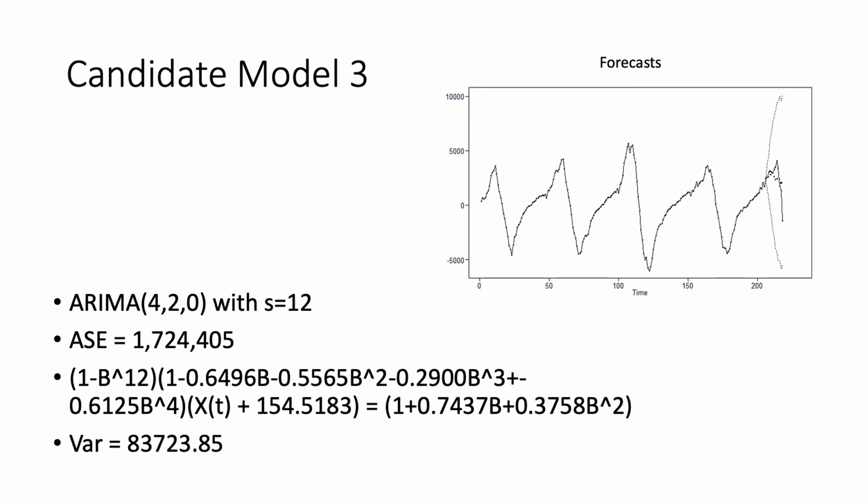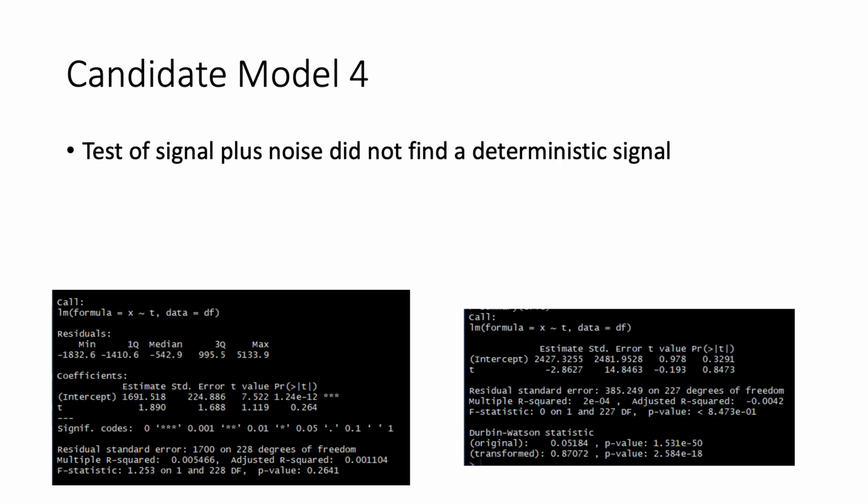Our third model candidate was an ARIMA(4,2,0) with S of 12. This model had even higher ASE and very wide confidence intervals. For this reason, this model likely isn't a strong candidate. Finally, we tested a signal plus noise and didn't find a deterministic signal. We don't consider a signal plus noise model to be a viable candidate at this point.